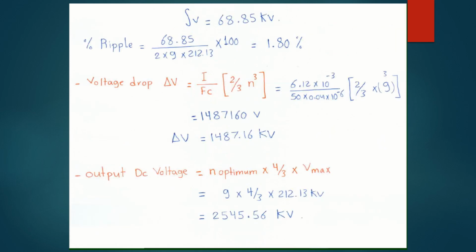And the last requirement in this question is the output DC voltage. Output DC voltage, as in the question before, is N optimum into 4 divided by 3 into Vmax. So N optimum we get as 9, into 4 divided by 3 into Vmax, which is 212.13 kilovolt. If you use your calculator, you will get 2545.56 kilovolt. So guys, you will get the full knowledge about this when you attend the lecture with the theory doctors. It will be very easy for you if you attend the theory part.